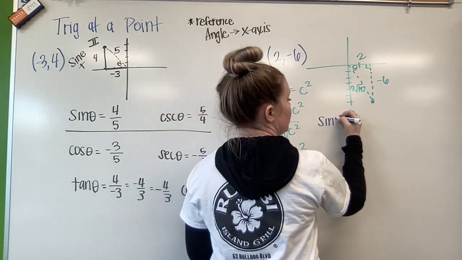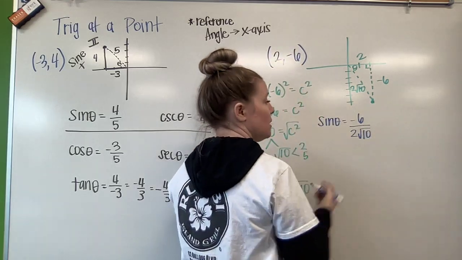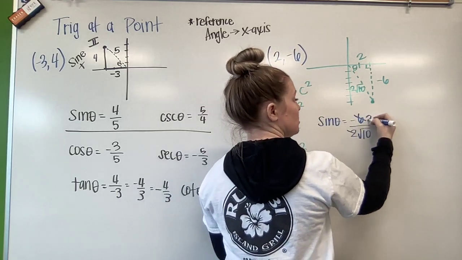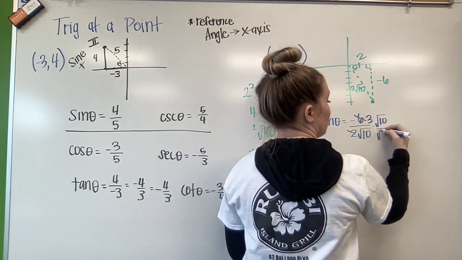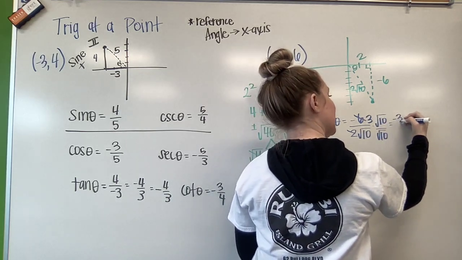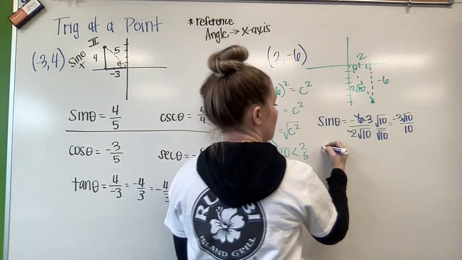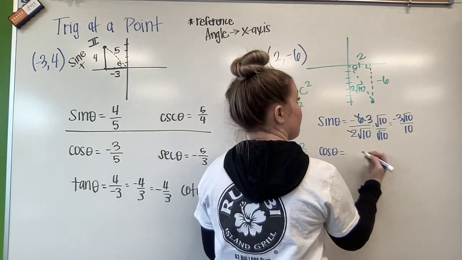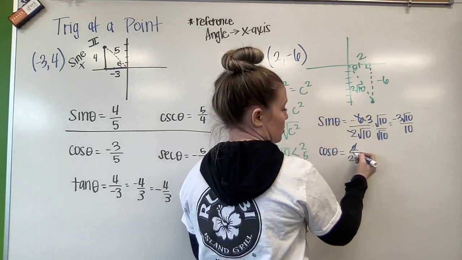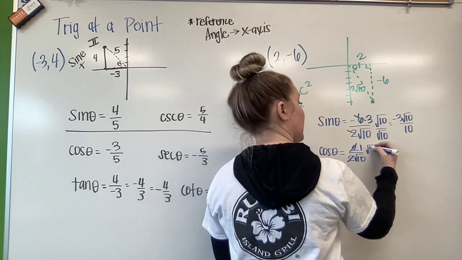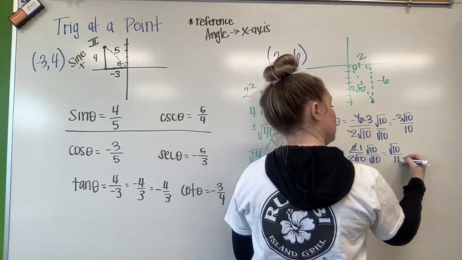So sine of theta is negative 6 over 2 root 10. The 6 and the 2 are going to reduce. And then I'm going to have to take care of the rationalization, so I'm going to multiply by root 10. So this is negative 3 root 10 over 10. Cosine theta, I'm going to have 2 over 2 root 10. Those 2's reduce, and I rationalize. So I get the square root of 10 over 10.